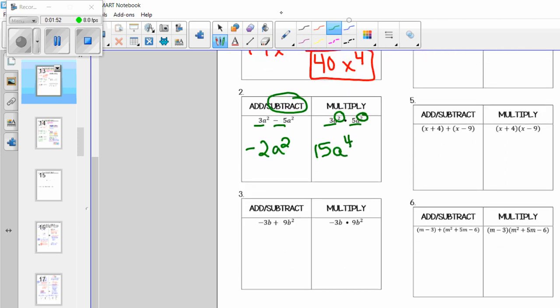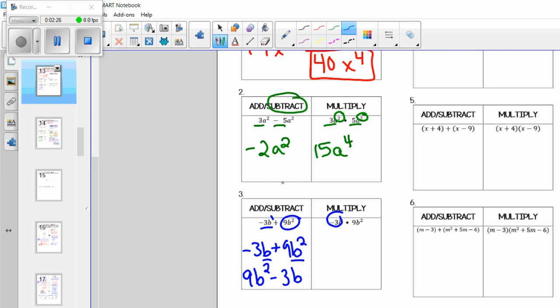For question 3, we are looking at negative 3b plus 9b squared. This b that doesn't have an exponent actually has an invisible 1 hanging over it. B to the first and b to the second are not the same, so my final answer is a negative 3b plus 9b squared because they are not like terms. You can rewrite this in standard form, being 9b squared minus 3b. We did not change the value of our polynomial at all.